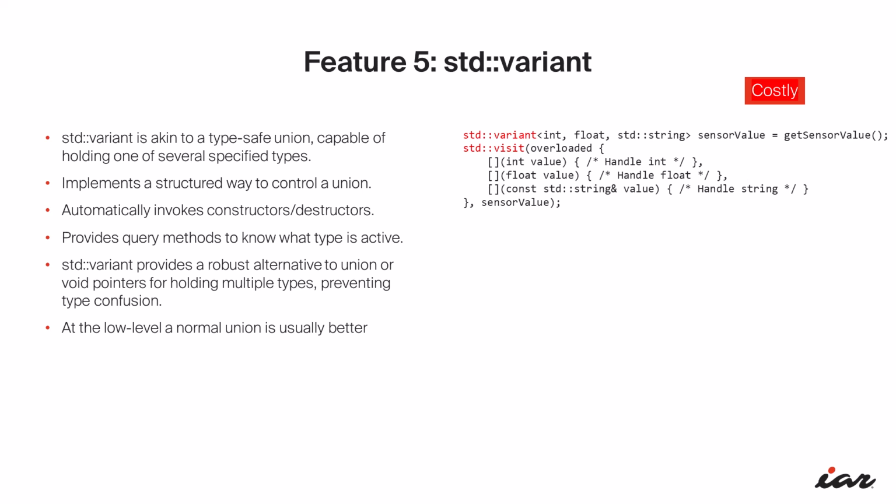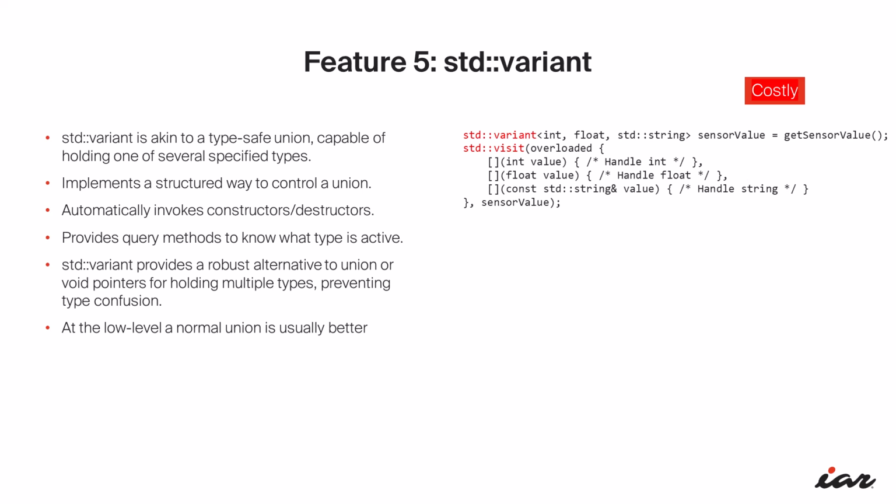We will now take a look at a construct called std::variant. It's a bit of a kitchen sink container where you can store anything, but only one item at a time, but it can be of various different types. It's akin to a type-safe union. It implements a structured way to control a union.